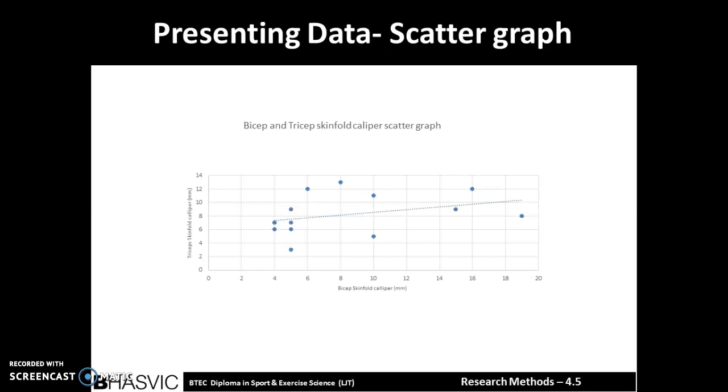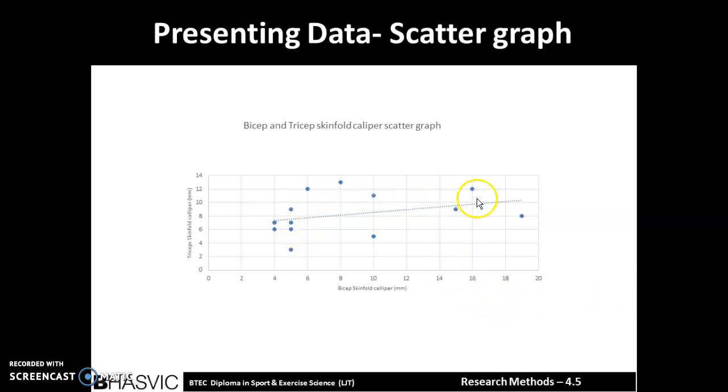4.5.2. So this is a scatter graph. It can be used in a situation to show the results of the tricep and bicep skin fold caliper test. It shows the relationship between the two sets of results, as it shows the same performers' tricep and bicep skin fold caliper, meaning if everyone got a high bicep skin fold caliper and then got a low tricep skin fold caliper, then the trend would appear if everyone got the same.